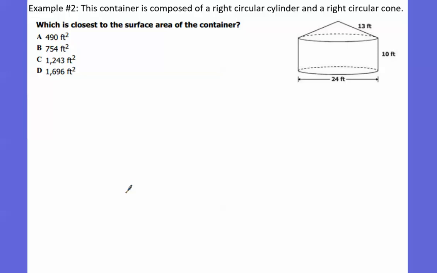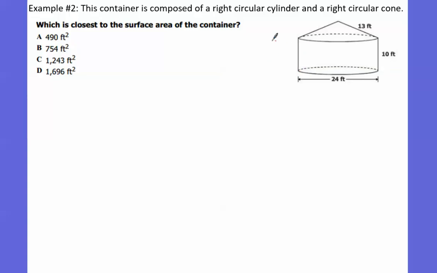Example number 2. The container at the right is composed of a right circular cylinder and a right circular cone. What is the closest to the surface area of the container? Well, in this case here, we have to remember that the surface area of this entire composite figure, the container, is not the same as the surface area of the two individual parts.